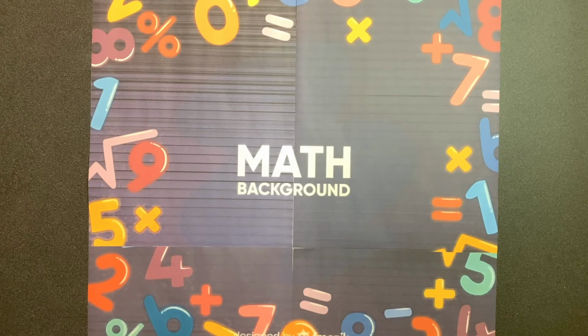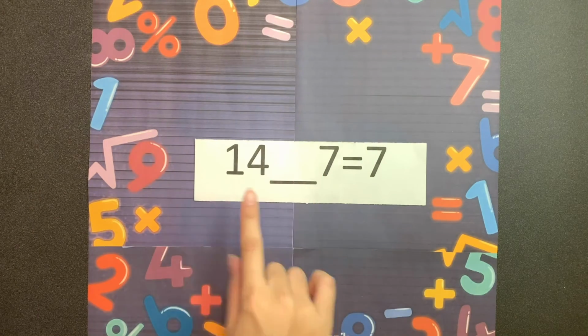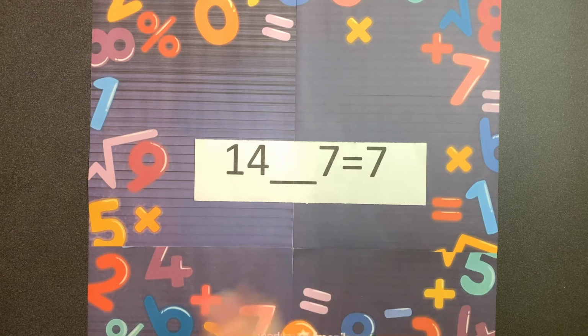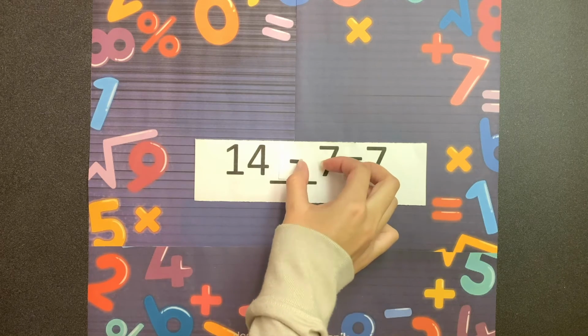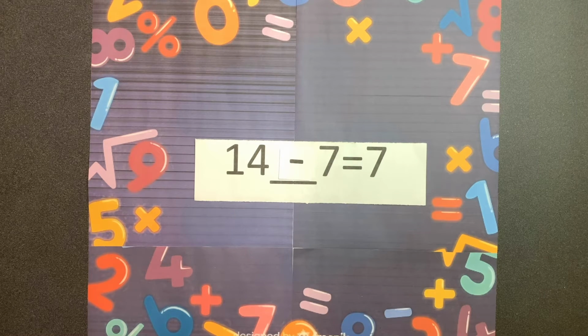Up next we have 14 blank 7 equals 7. Let me hear your answers. Addition, subtraction. What are we thinking? Let me hear. Subtraction is correct. So for this one, we'll be subtracting.